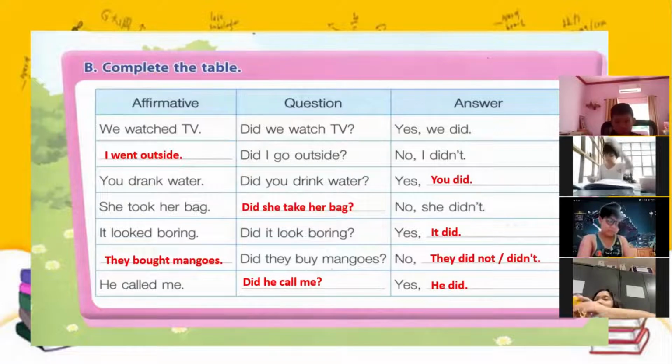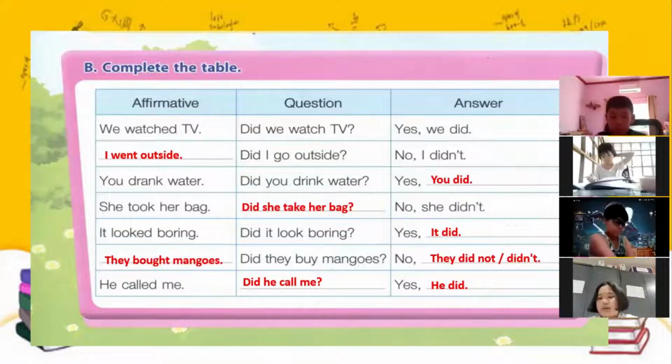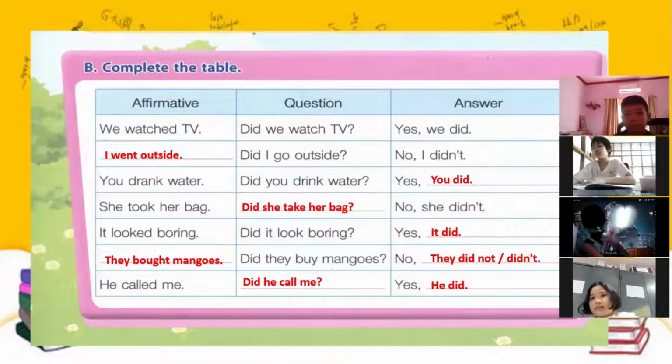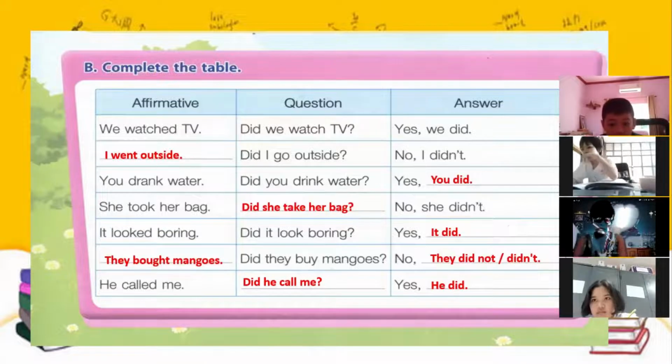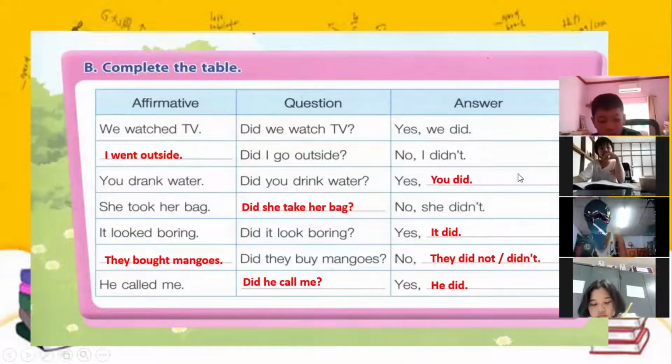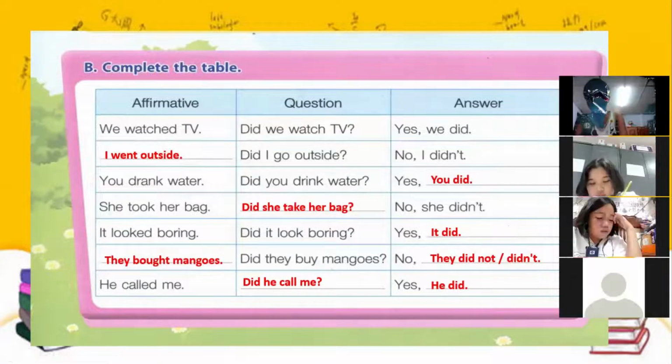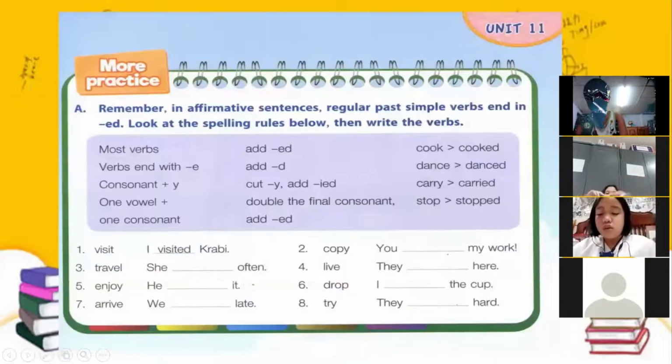Okay, students. So these are some practice of irregular verbs and regular verbs while we use them in affirmative sentences and then questions. So all of you have written already, yes? All right, so let's move on.